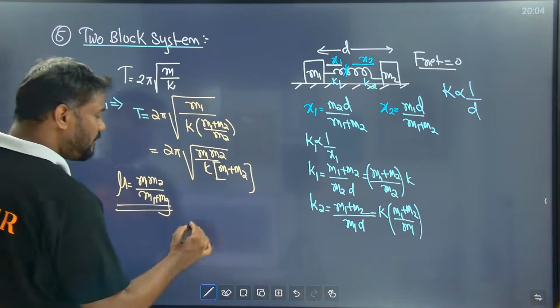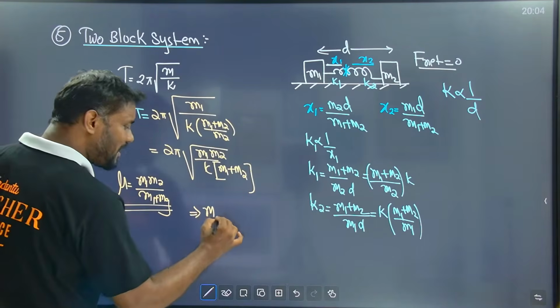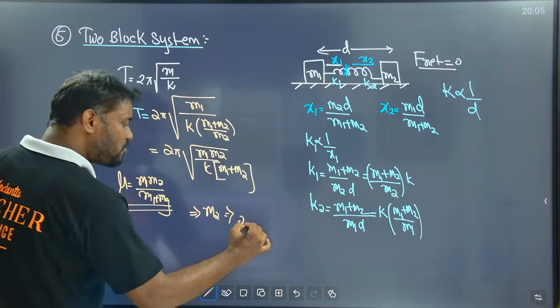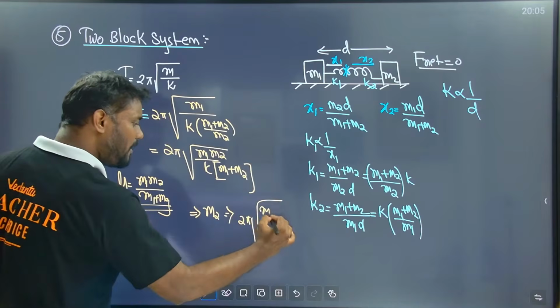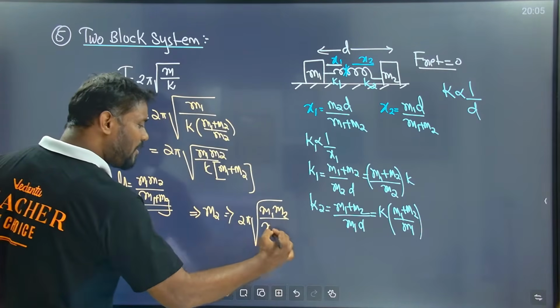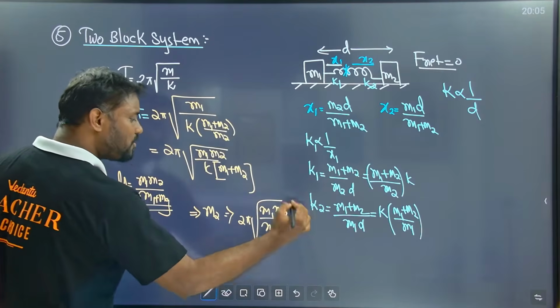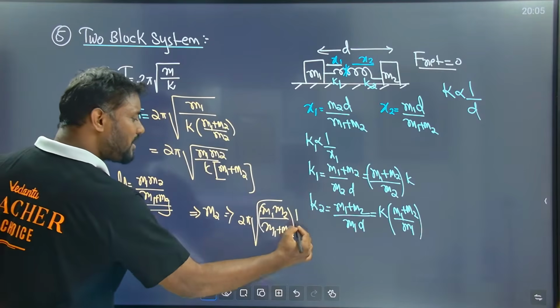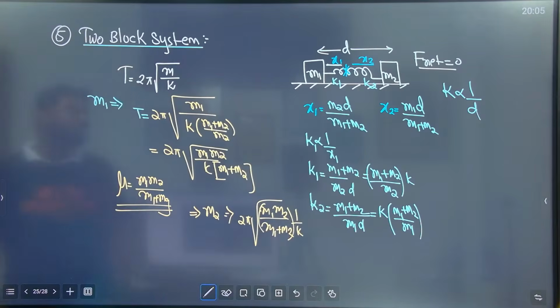So for m2, even if you substitute here also, உங்களுக்கு என்ன கிடைச்சிரும்? Same time period, 2 pi root under m1 m2 divided by m1 plus m2. So this is very important thing. This is the effective mass ன்னு எடுத்துக்கலாம். Yes or no? This must be known clearly.